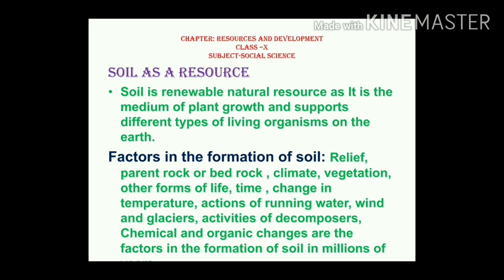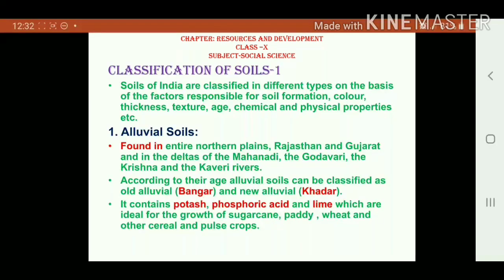Now we will be doing one thing. In our country India, a variety of soil exists. So based on certain features like the color of the soil, thickness, texture, age, and chemical and physical properties of the soil, India can classify it. We can classify the different types of soil into 6 categories.